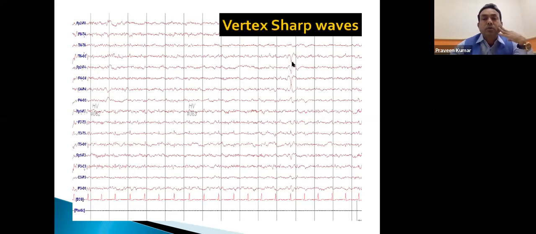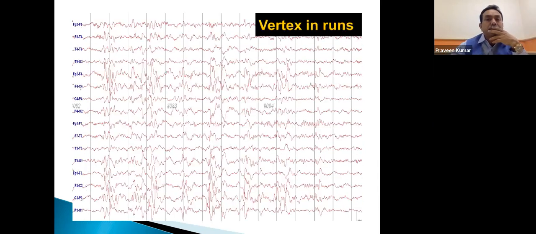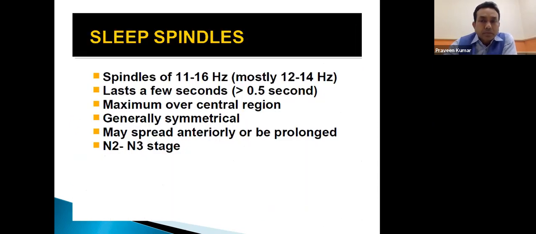Look at these waves. For the vertex wave, you have to look at the central location, frontocentral, C4, P4. Then similarly at C3, P3, in these locations you get the sharply contoured waves. So these are typical of vertex waves. You don't see them much anteriorly or much posteriorly. At times they can be seen in runs, but the idea to pick them up is that they are still more prominent over the central location, in stage 1 of sleep.